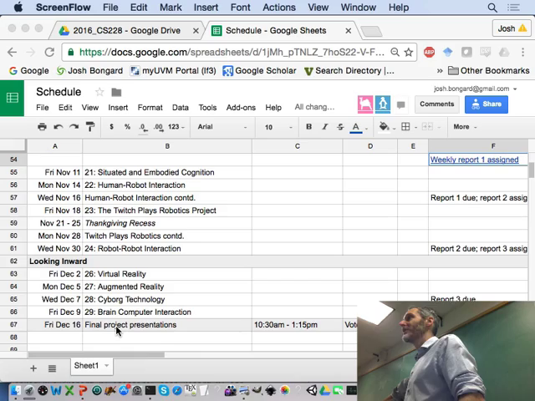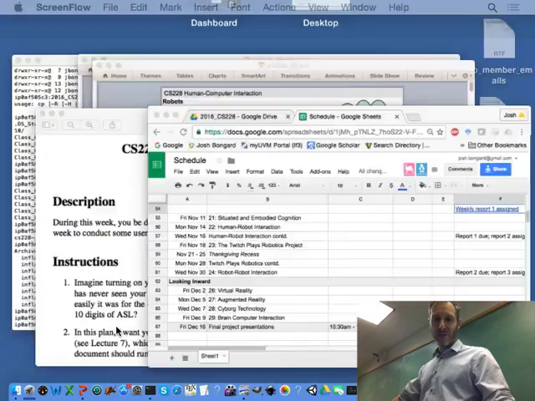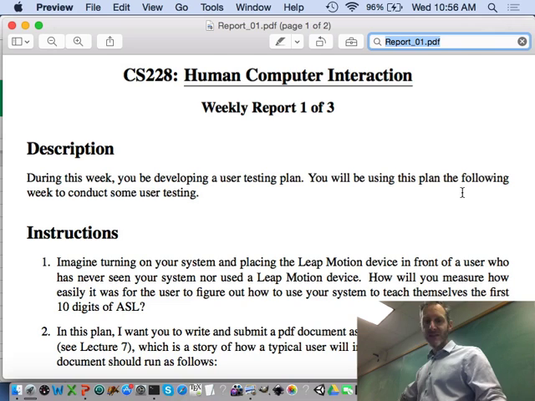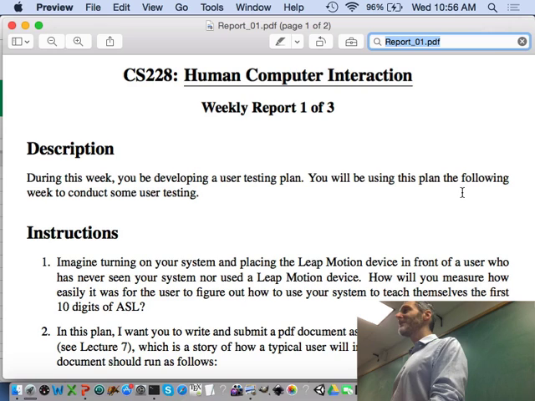Okay, so let's dive into report one then. As I mentioned in report one, you're going to be writing and submitting a user testing plan. Please make sure this is just simply a PDF document. You'll just be submitting a PDF document to Blackboard. This document is going to be made up of three sections.